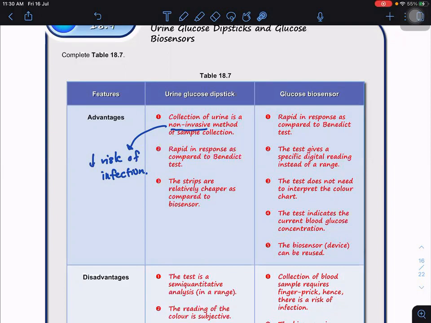And if you compare to the Benedict test, it's quite fast. Within 30 to 60 seconds, you get the result, right? With the Benedict test, you need to heat up, okay? And the strips are relatively cheaper as compared to the biosensor. We will look at this later, okay?